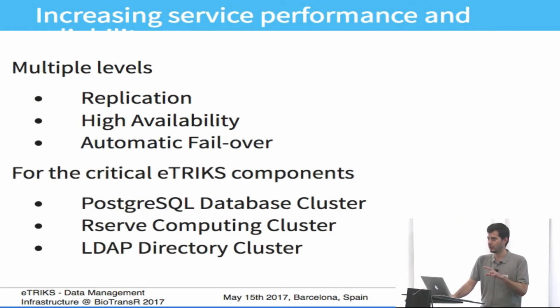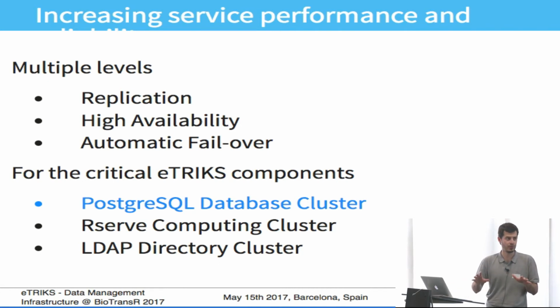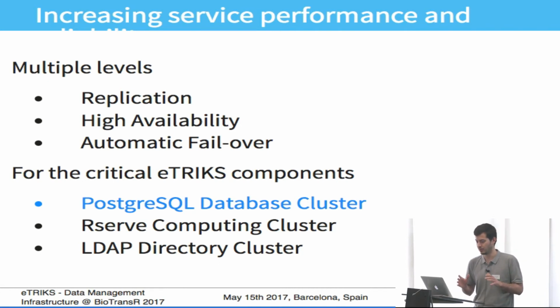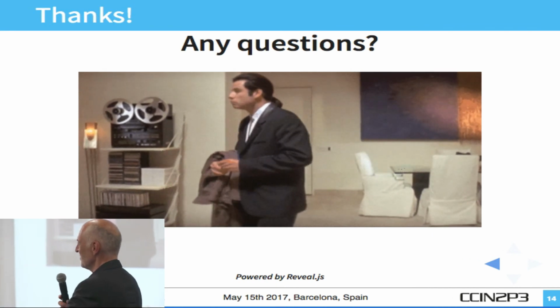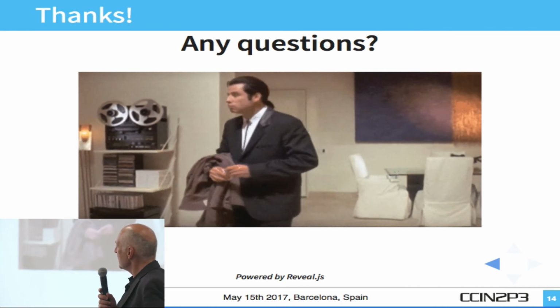So the three most critical parts of the Atrix infrastructure that were concerned by these levels of replication and performance were the PostgreSQL database cluster, because that's where we store all the data, so that's very critical to us. We can't afford to lose it. Also the RServe computing cluster and the LDAP directory cluster, because users usually hate to have to re-register to a platform or something like that.